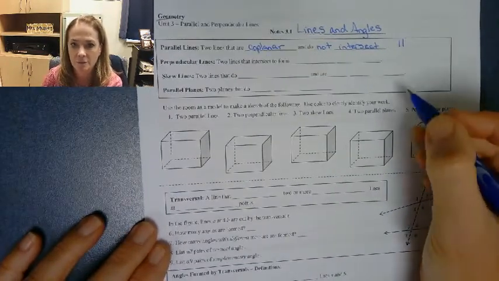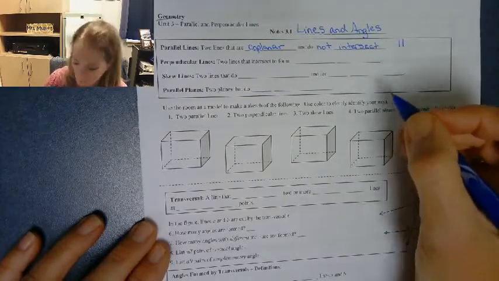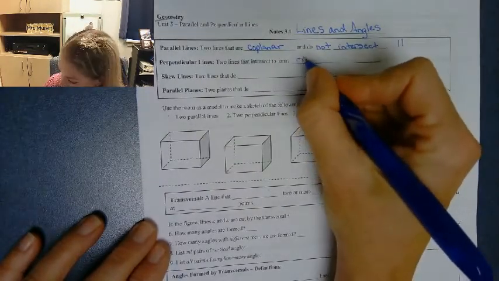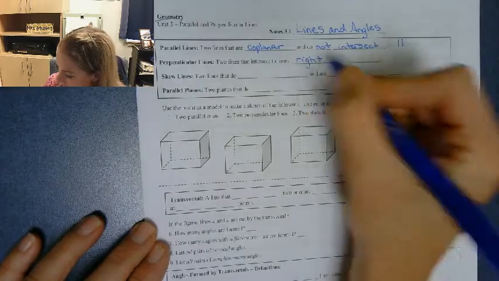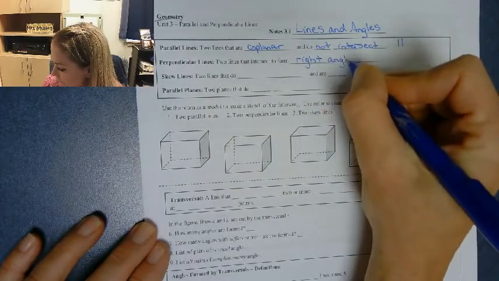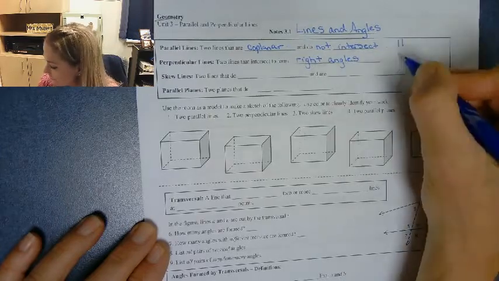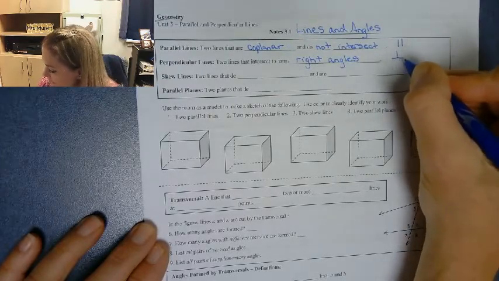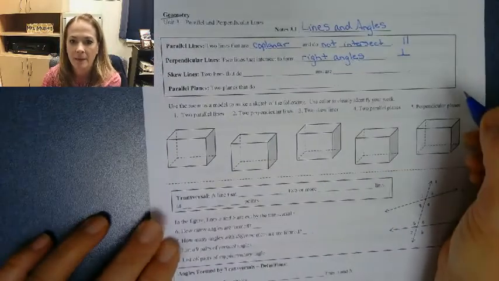Perpendicular are two lines that intersect to form right angles, 90 degrees. Two lines that intersect to form right angles. All right, and so the symbol for perpendicular is an upside down T.